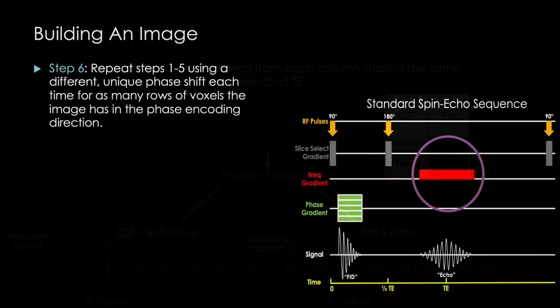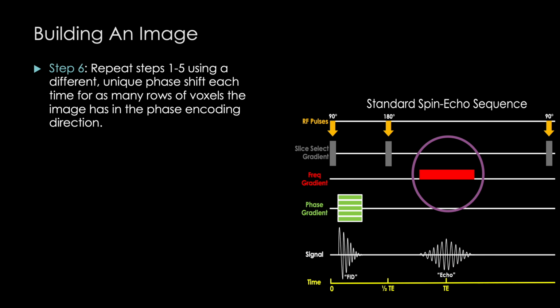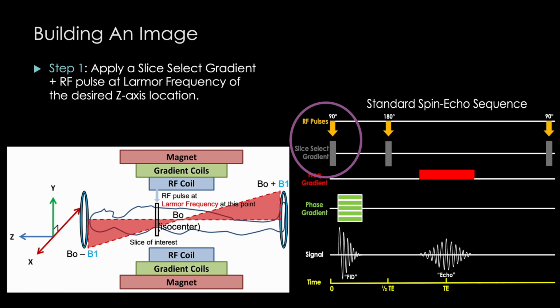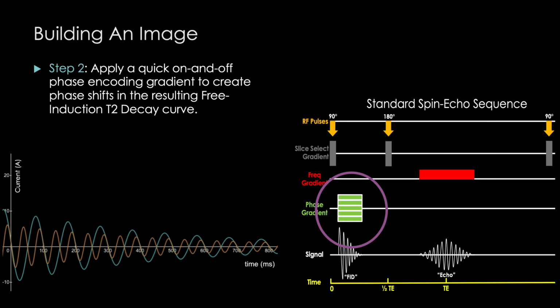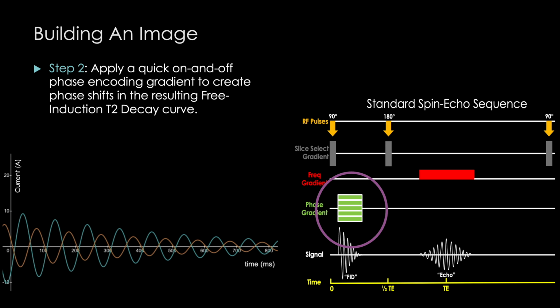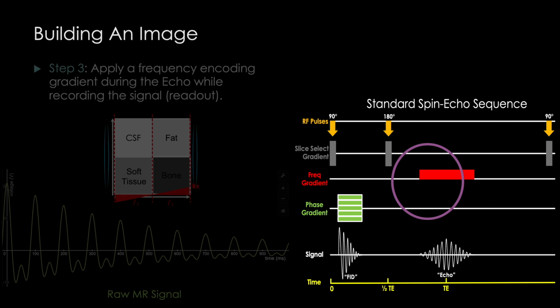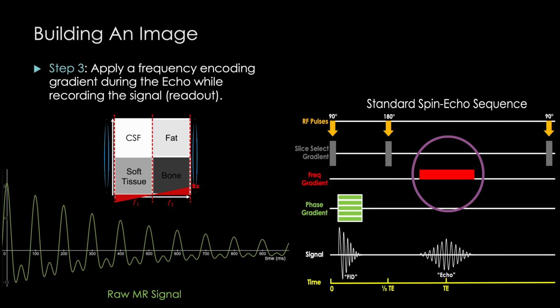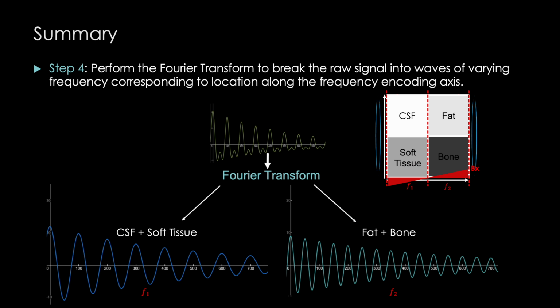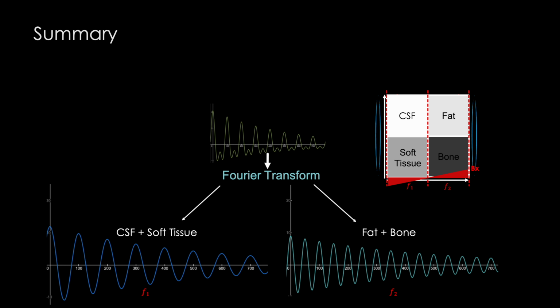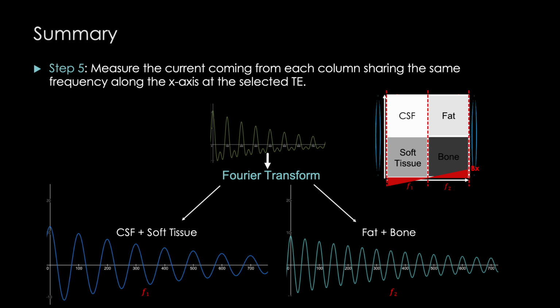We then have to repeat this process for however many rows or columns of voxels we have along the phase encoding gradient direction. In this case, we have a 2x2 voxel slice, so let's go through these steps one more time. Step 1, our slice select gradient. Step 2, our blip with the phase encoding gradient, albeit using a different one this time. Step 3, applying our frequency encoding gradient during the echo while recording our signal. Step 4, applying the Fourier transform to get our frequencies out of the complex raw signal. Step 5, measuring the current again at the same time point as before.